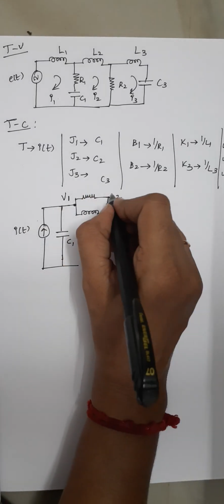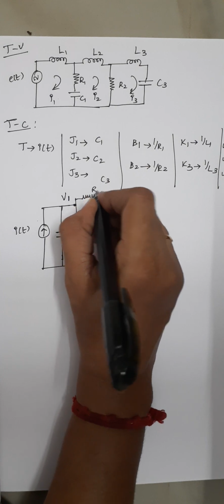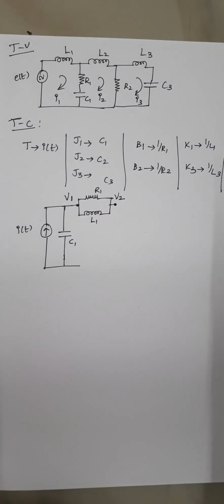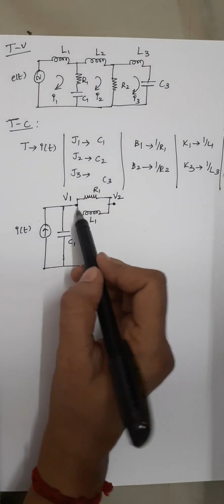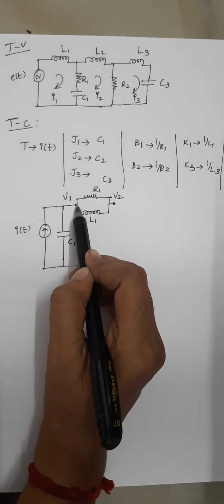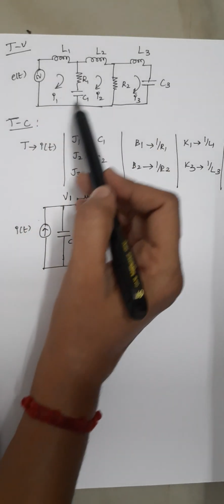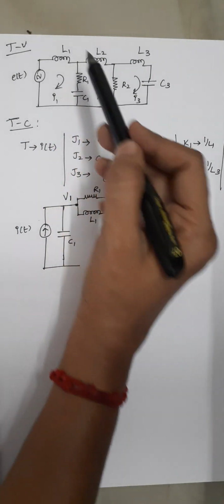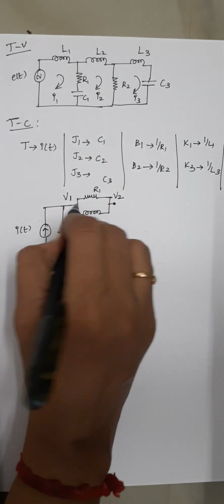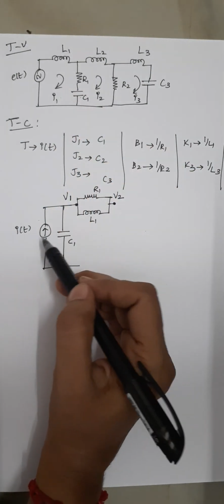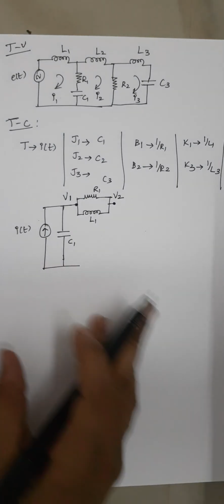That is V1 and V2. So this is your R1 and this is your L1. Right. That's all. So to this first node, 4 elements are connected because in our first loop we are having 4 elements, 1, 2, 3, 4. And to this node 1 we are having 1, 2, 3, 4, 4 elements. Right, that's it. And next one is consider your loop 2.